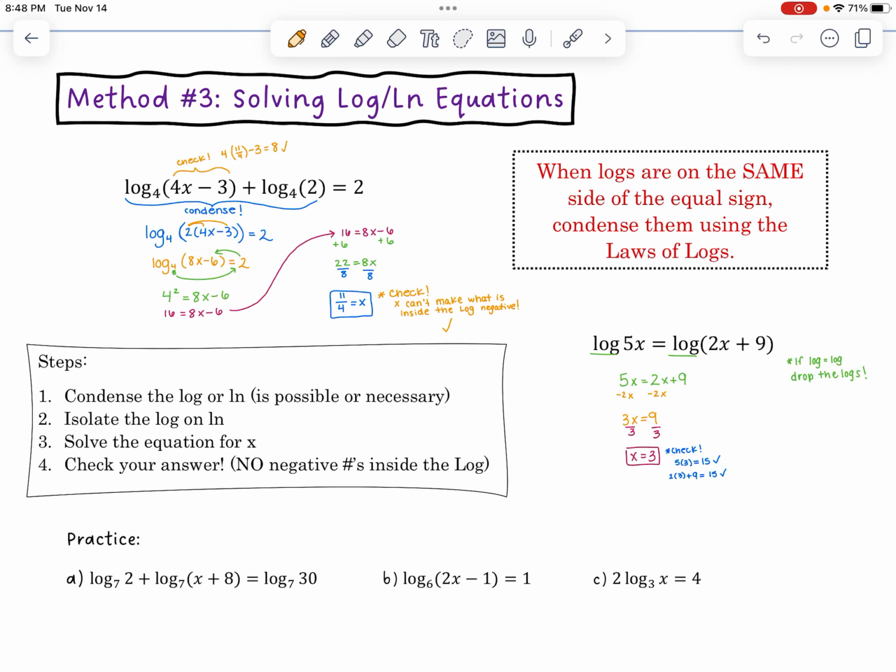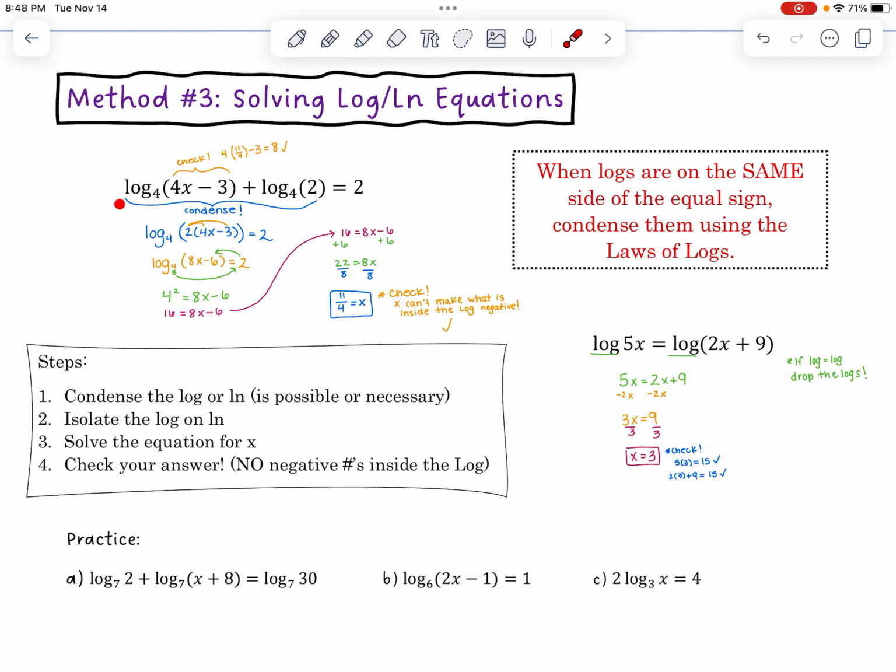Okay, today I'm going to be going over method number 3, which is solving log and ln equations. When we're solving log equations, you'll typically see one of two types of problems, and I've got them both worked out here, the first two examples in your notes. So the first thing you need to know is that when logs are on the same side of the equal sign, like they are in this first example, where I have these two logs being added, then I'm going to condense them using the laws of logs.